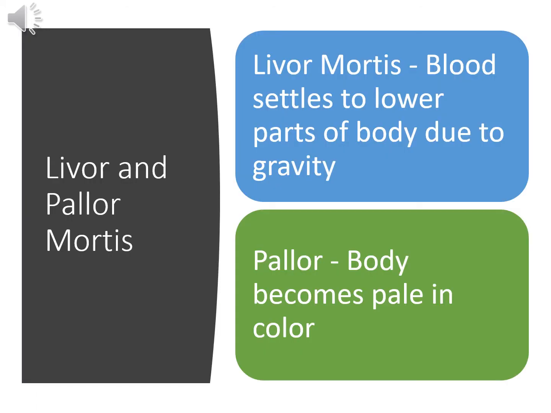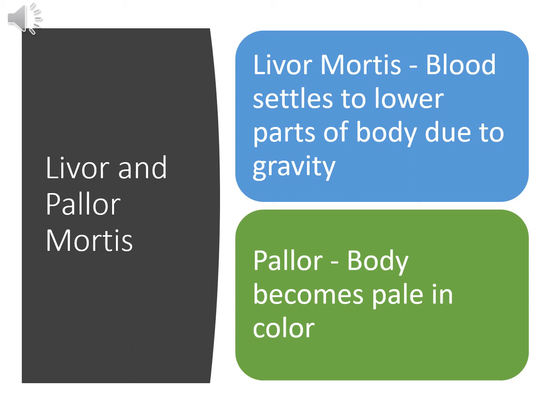All right, so for at least a moment, you can open up or look back at the screen because we have no images here. Because they go together, we're going to discuss them together. So livor mortis and pallor mortis. Livor mortis, we've already discussed. It's where the blood settles to lower parts of the body due to gravity, right? The heart stops pumping, so we're no longer fighting against gravity, so gravity rules.